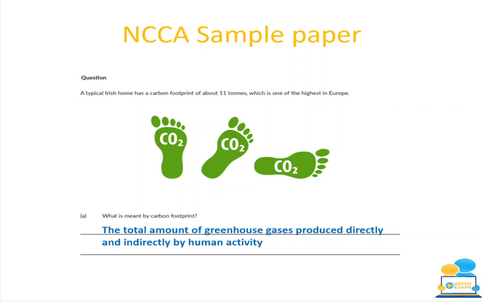So it means that it's the total amount of greenhouse gases which you produce directly and indirectly, and then you could give your example. For example, I should walk to school instead of going by car because by car I'm emitting emissions, exhaust fumes, which is contributing to global warming. So you want to state, explain, and give an example for full marks.